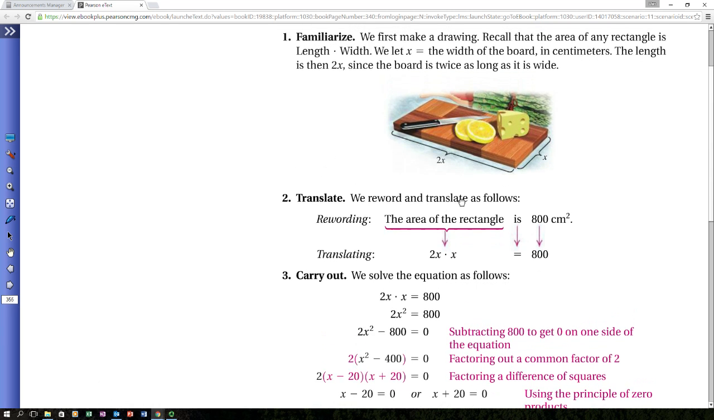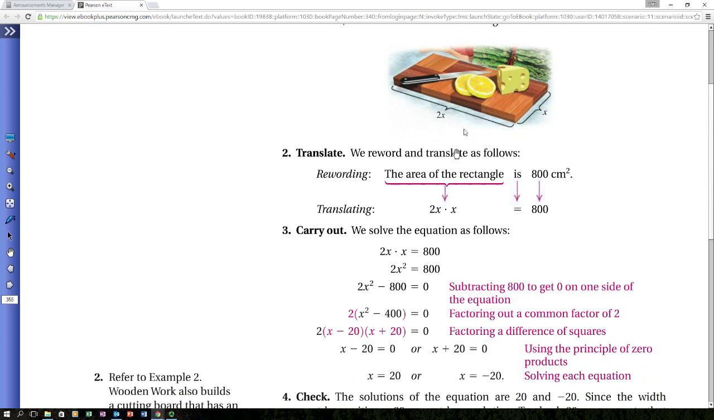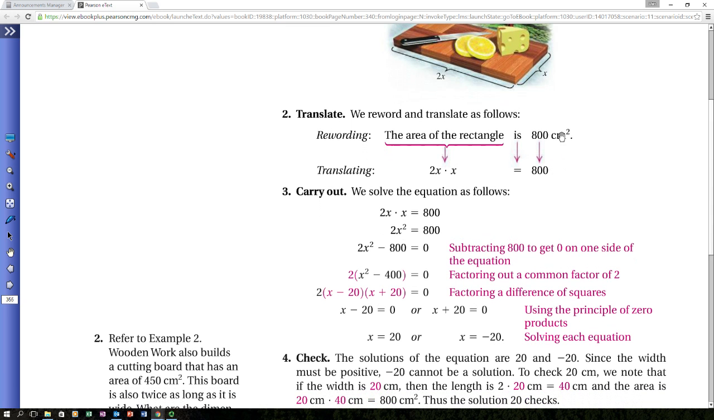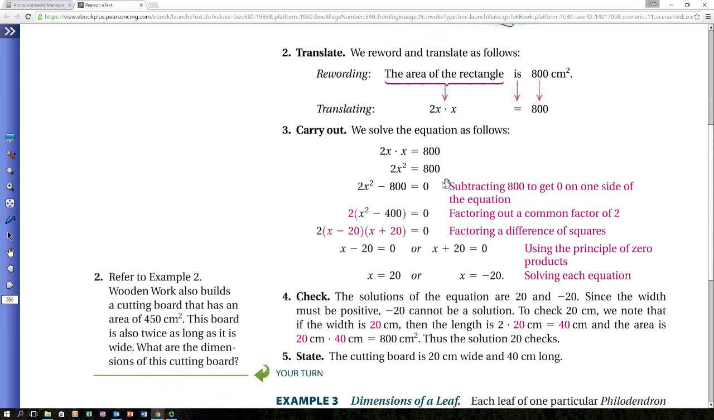Then we reword the translation as follows, right? Mostly right from the picture, I'd say the area of the rectangle is the multiplication of length times width. So I need to know how to get the area of a rectangle. So that's where they get this 2x times x, length times width. They already tell us what the result should be in centimeters squared. I could actually leave that there if I wanted to, but I'm going to end up with 800. So I end up with this equation.